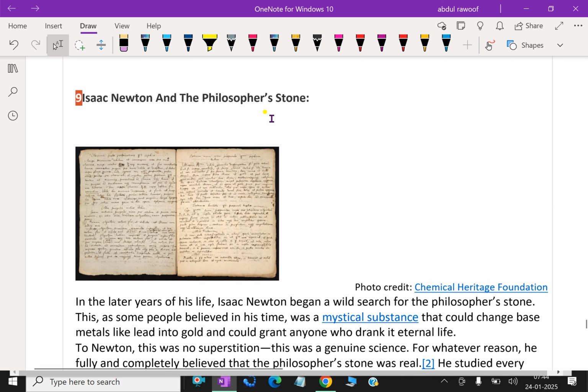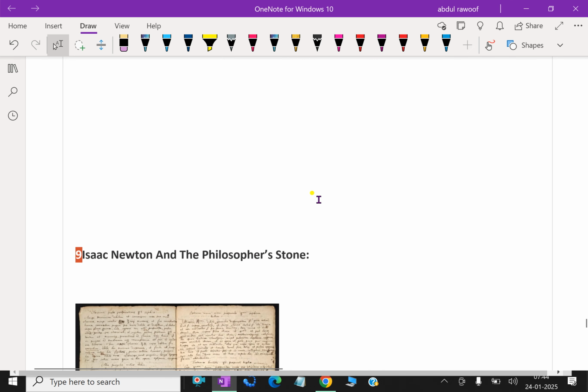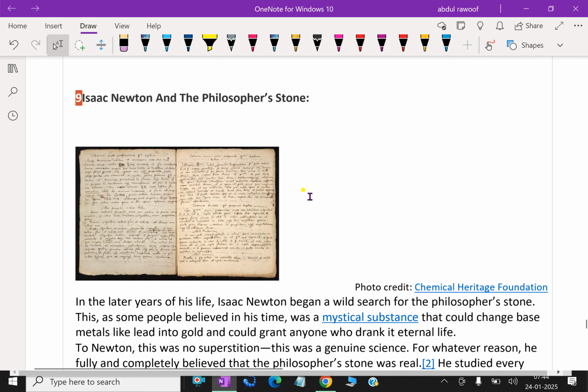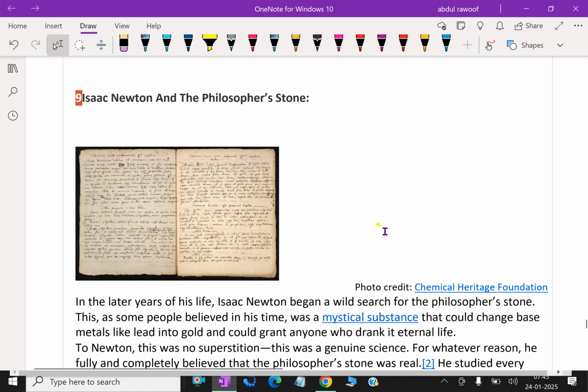Isaac Newton and the Philosopher's Stone. In the later years of his life, Isaac Newton began a wild search for the Philosopher's Stone. This, some people believed in his time, was a mystical substance that could change base metals like lead into gold and could grant anyone who drank it eternal life. He sought it, but it was wrong.